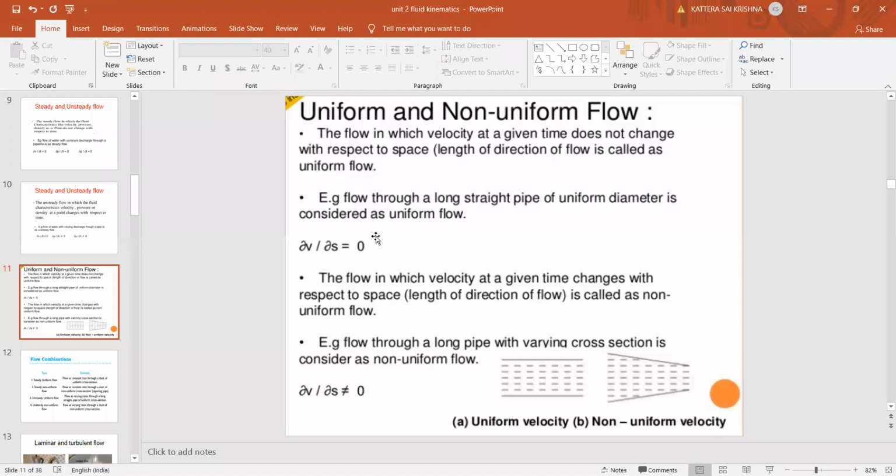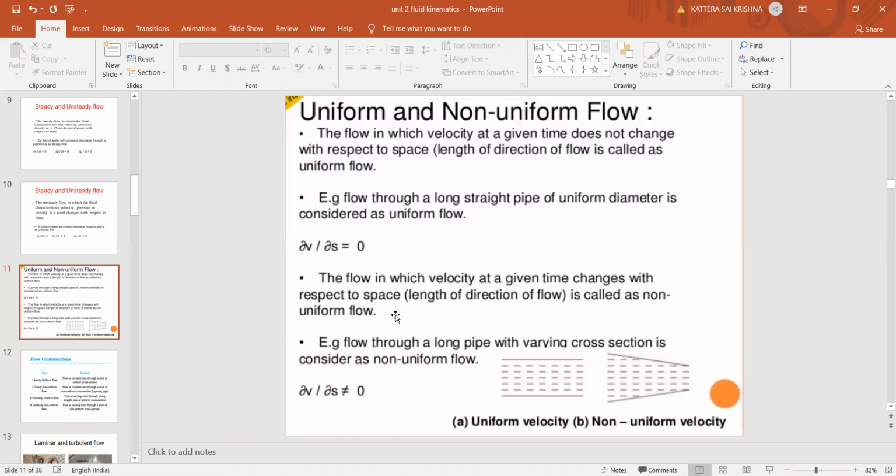Coming to non-uniform flow, it is the flow in which velocity at a given time changes with respect to space. If you see a venturimeter, with the converging part or diverging part, at the inlet and outlet the velocities will change since the cross-sectional area is changed. So that's why we can take this as the example. The flow through a long pipe with varying cross-section is considered as non-uniform flow. The flow in which velocity at any given time changes with respect to space is called non-uniform flow.